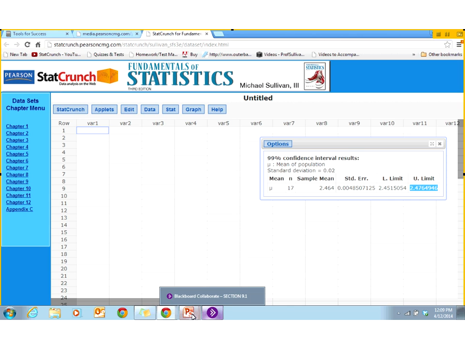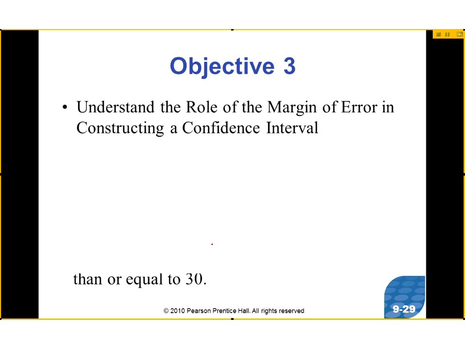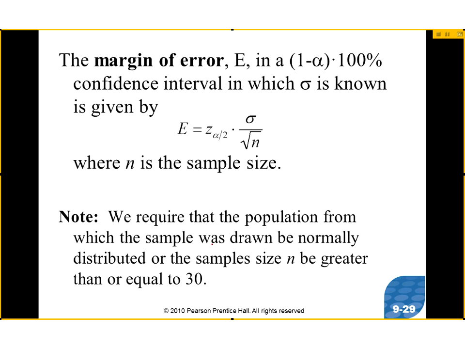All right, let's go back to our slides. And they rounded. That's why they got 2.52. But StatCrunch software will tell you how many decimal places to round to. All right, so this margin of error is found by taking the z of alpha over 2 times sigma over the square root of n.